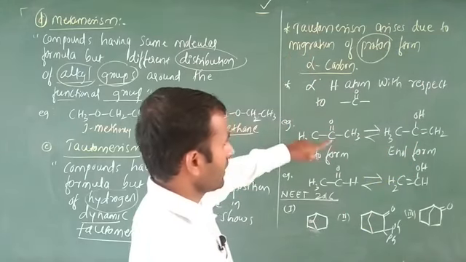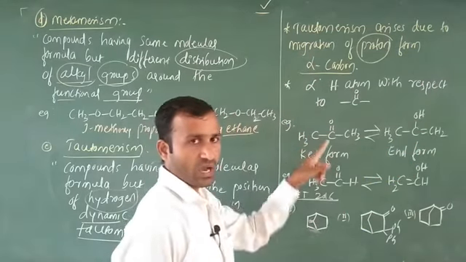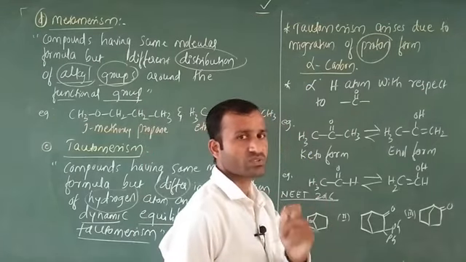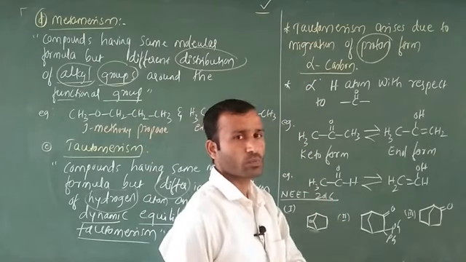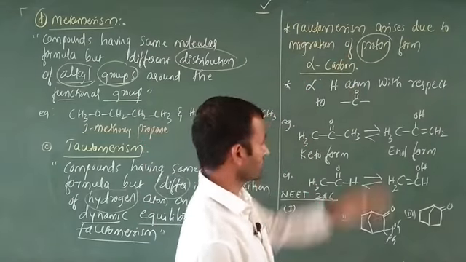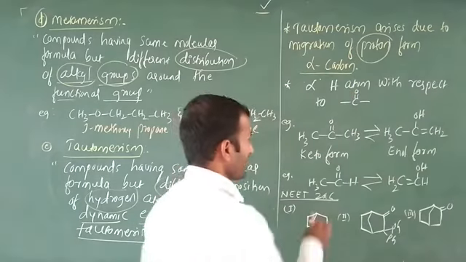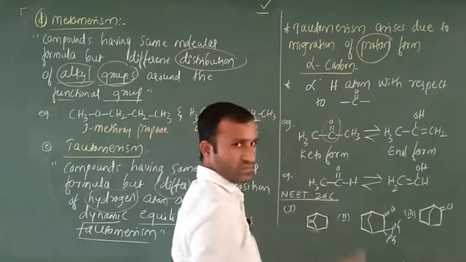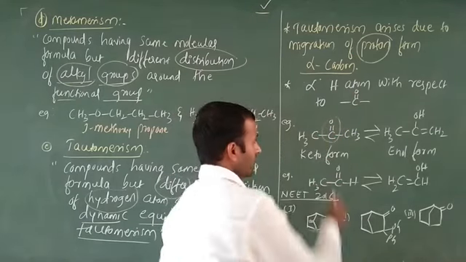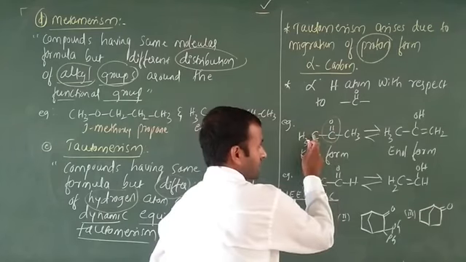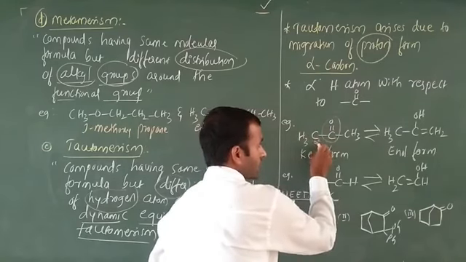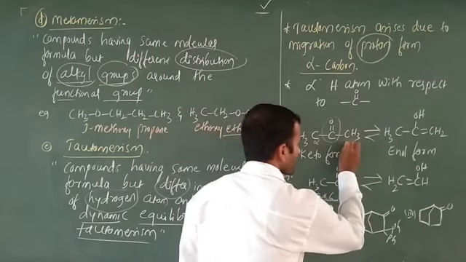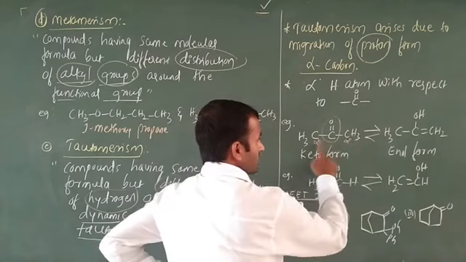When tautomerism takes place, 100% there is an alpha hydrogen, which must and should be present near the carbonyl group. Totally I am explaining these 2 points. Next, what is alpha hydrogen? This one indicates the carbonyl group, bear in mind. The carbon next to the carbonyl group, containing hydrogen, is called alpha carbon. This is also alpha, don't worry, this is also alpha, this is also alpha.